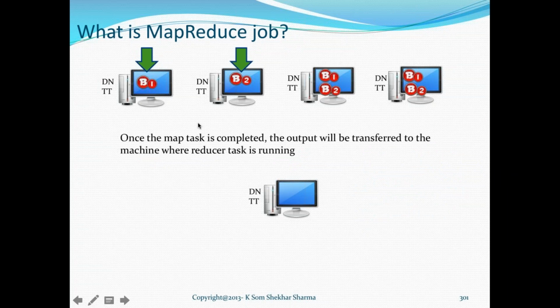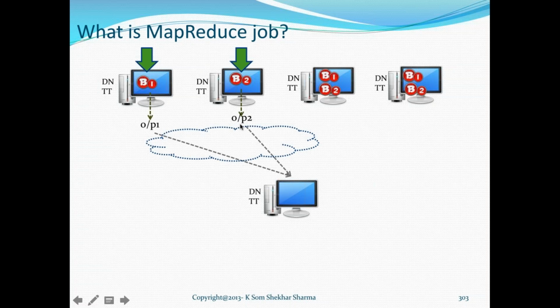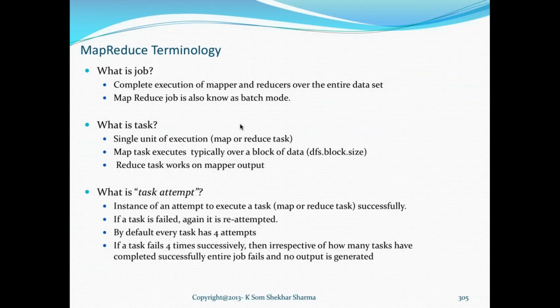And once the map task is completed, the output will be transferred over the network to where the reduce task is running. So this output of this map task is output 1, this is output 2. They will transfer over the network. Again, to emphasize the fact that the data locality concept is not applicable for the reducer tasks. A reducer task will work on the outputs of the mapper tasks, and it generates the final output.